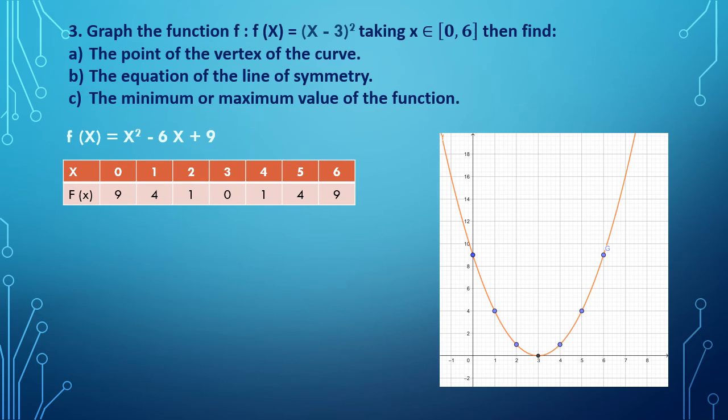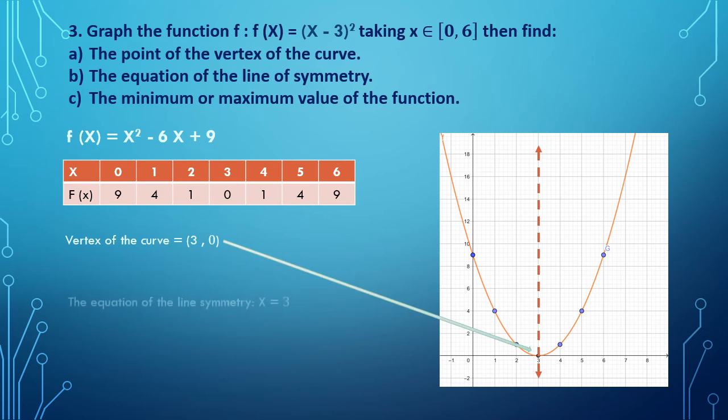Then draw these points like this, and make the axis of symmetry. So our vertex point will be (3, 0). The equation of the axis of symmetry belongs to the x coordinates that we have, so x equals 3, and we get the minimum or maximum value that we have in this function. So we find this function decreases, so this point will be the minimum value. The minimum value will be 0, belonging to the y-axis.